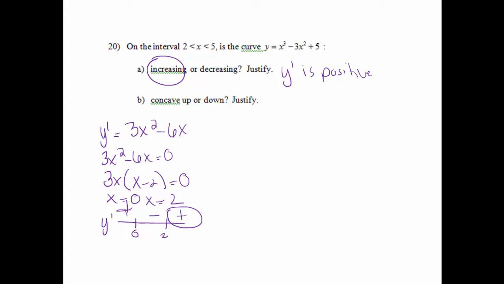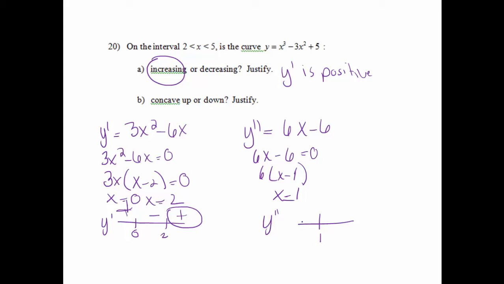Okay, on this one, is it concave up or down on that interval? Well, we need to get the second derivative. It will be 6x minus 6. If I set that equal to 0, x will equal 1. So if I make my y double prime chart, put 1 on it, I'm going to plug things into the second derivative. So if I plug 0 in, I will get a negative answer. If I plug 1 in, I'll get a positive answer.